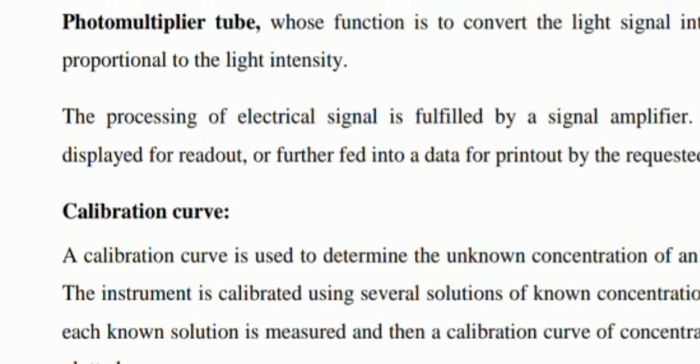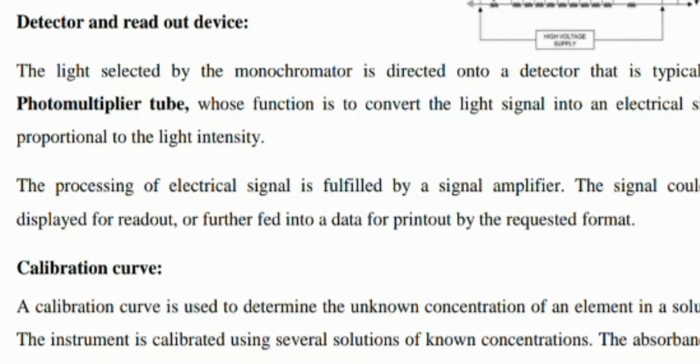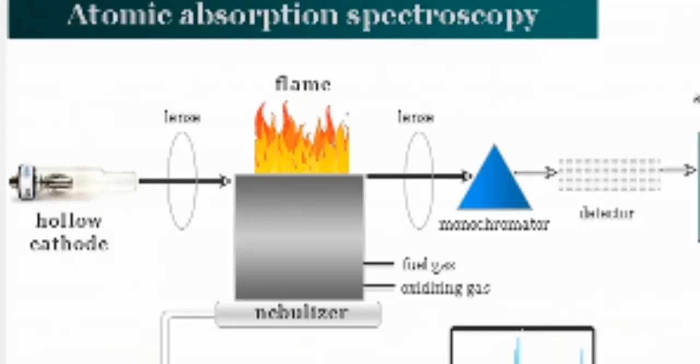Further, we have a detector and readout devices. The light selected by the monochromator is directed into the detector, that is typically a photomultiplier tube, whose function is to convert the light signal into an electrical signal proportional to the light intensity.